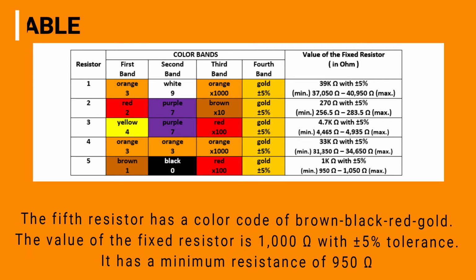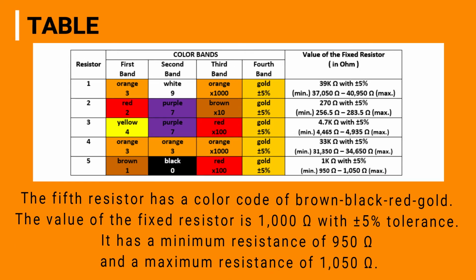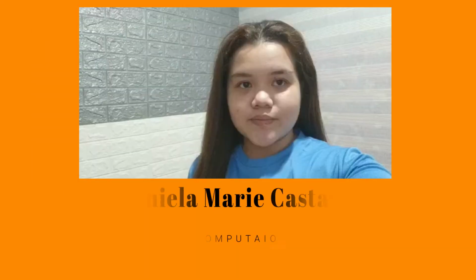The fifth resistor has a color code of brown, black, red, gold. The value of the fixed resistor is 1,000 with 5% tolerance. It has a minimum resistance of 950 and a maximum resistance of 1,050.